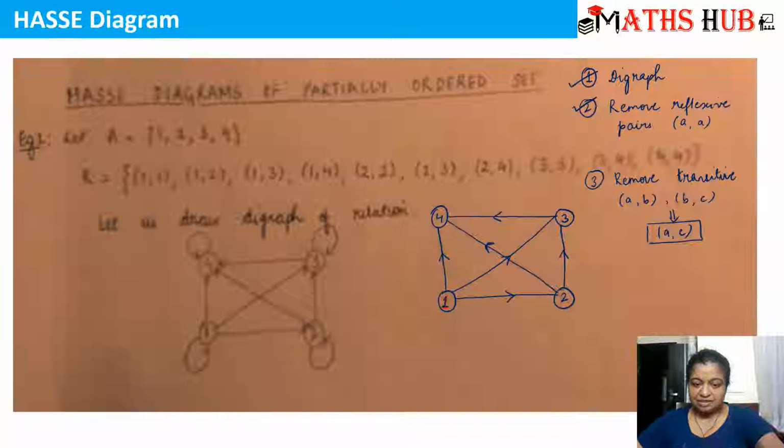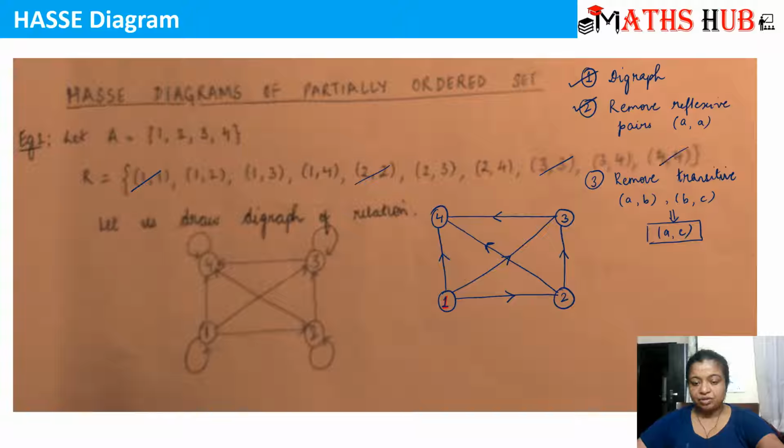So the first transitive pair that I can see is 1 is related to 2 and 2 is related to 3. So you can see 1 and 3 are also related, right? So we will remove the transitive pair, that is 1, comma 3. Let me put a cross over all the relations that I have removed. I have removed 1, 1, I have removed 2, 2, I have removed 3, 3 and I have removed 4, 4.